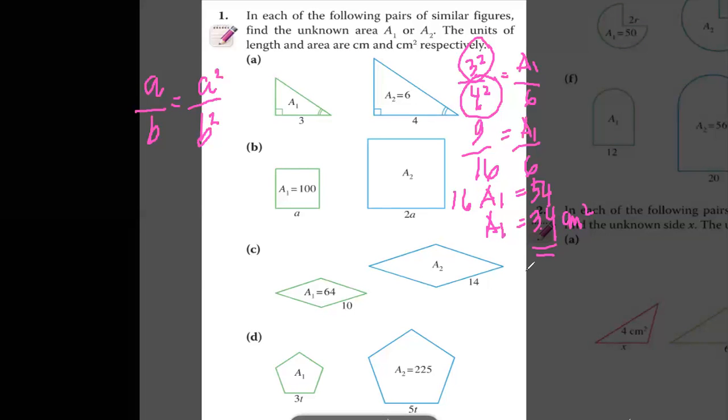Miss, the one at the bottom, A1 is equal to 54/6? Sorry, James. The one at the bottom, after 9/16 equals A1/6, do cross multiplication. 16A1 equals 54. Okay.